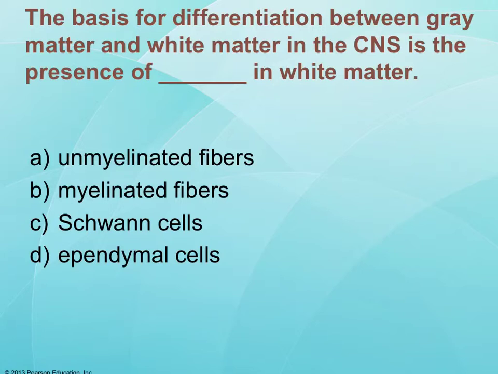The basis of differentiation between gray matter and white matter in the CNS is the presence of what in the white matter? The answer is myelinated fibers, because they're myelinated and it makes it white.